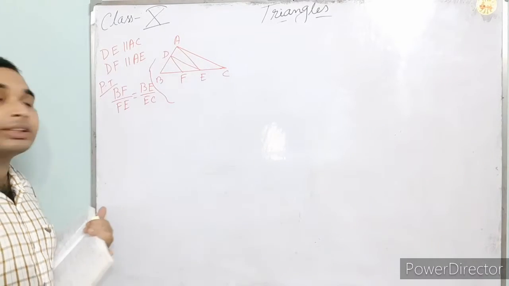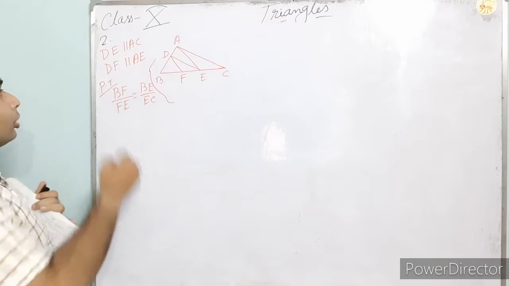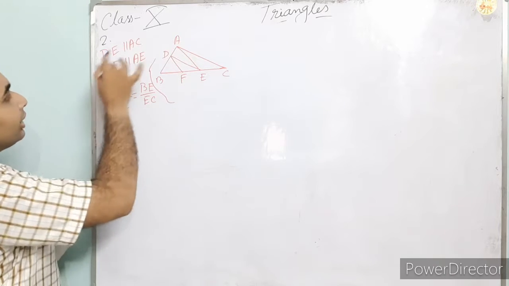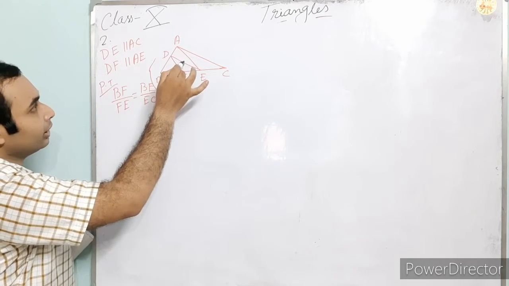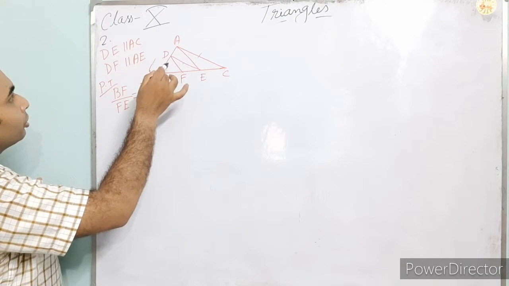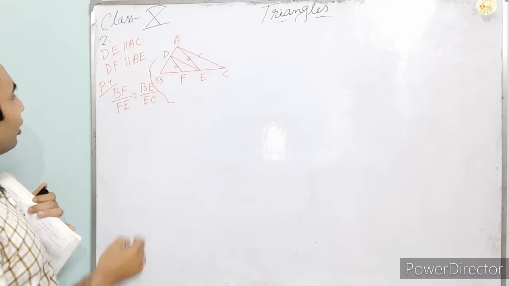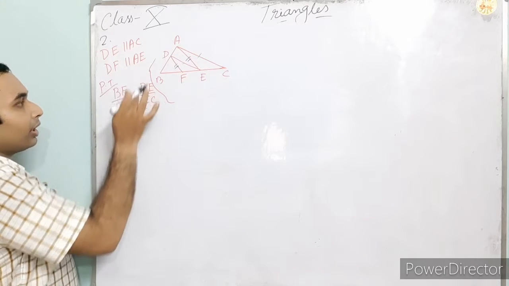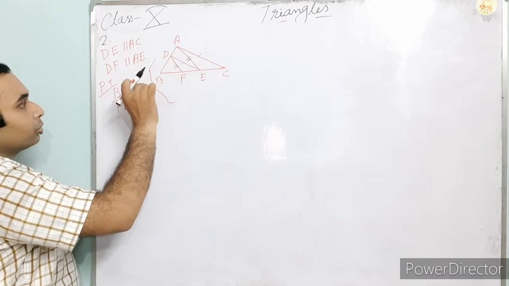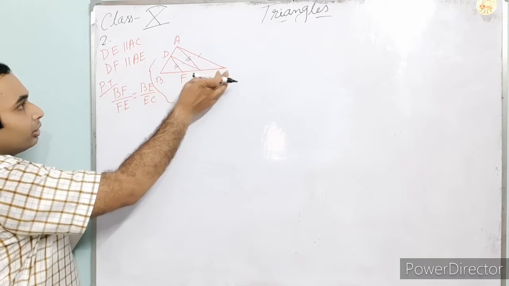Example 2. One figure is given like that. The information given: DE is parallel to AC, and DF is parallel to AE. You have to prove BF by FE is equal to BE by EC.